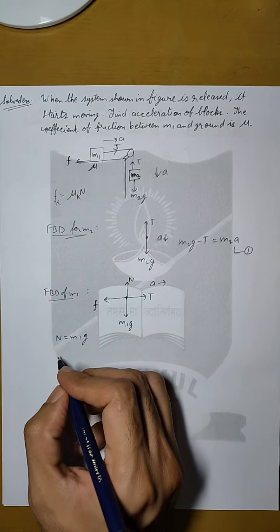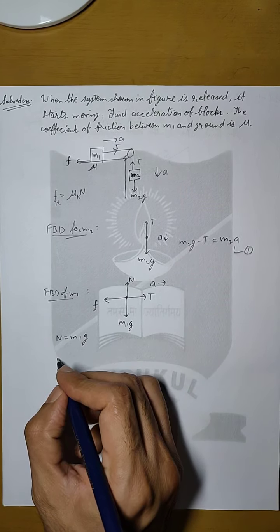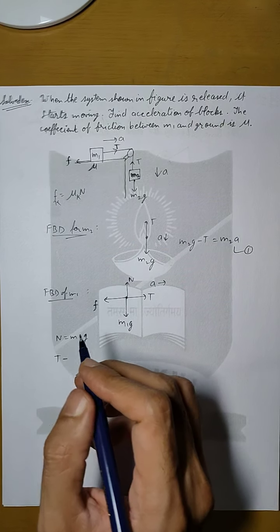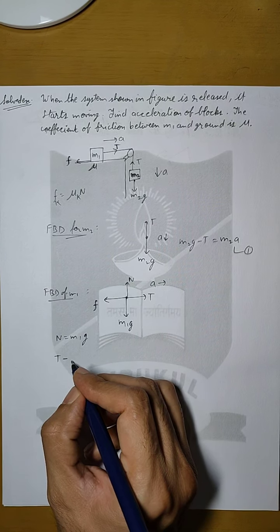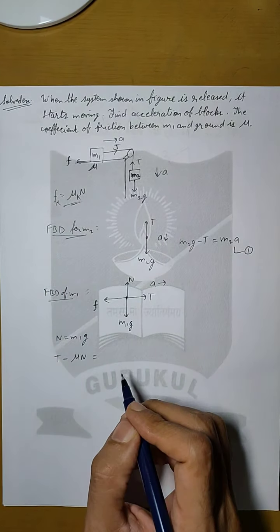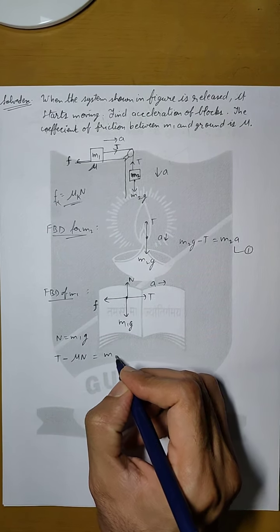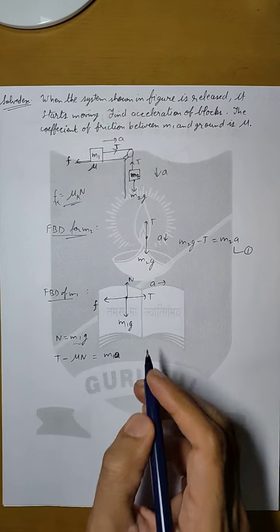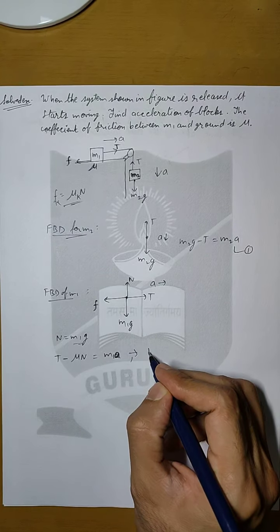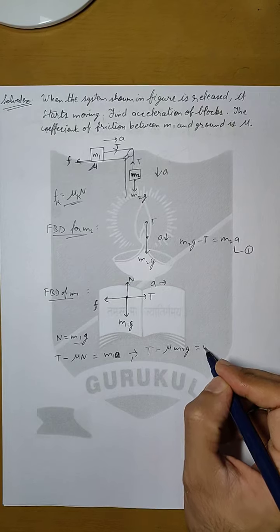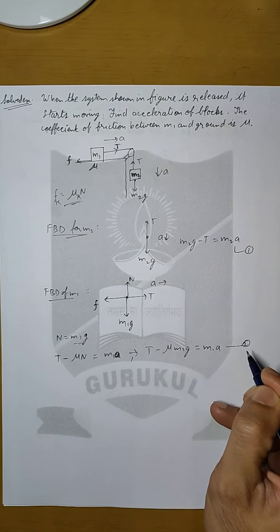In horizontal direction, since the block is moving towards right, the equation will be T minus F. Now F is equal to mu N, so I'll write mu N here, equals M1A. Now N is M1G, so if we put M1G here, we will get the equation T minus mu M1G equals M1A, and this will be our second equation.